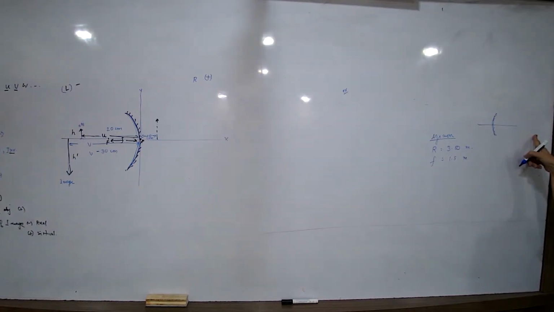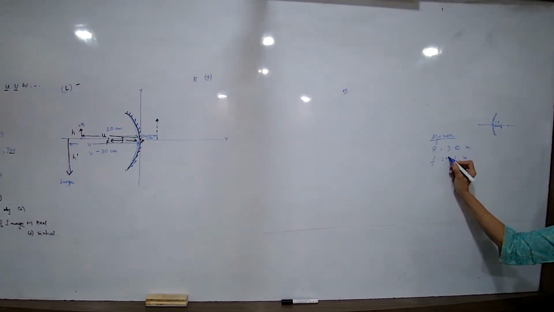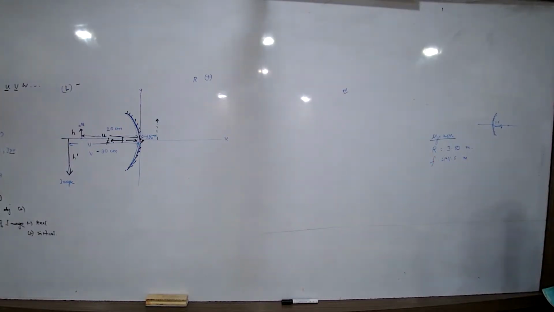F कहाँ आएगा? Behind the mirror. That means ये हो गया C and this is my F. So from here to here it is 1.5. Now tell me, should I take it as plus 1.5 or minus 1.5? Very good. Why? Because we are following that diagram. So ये हो गया हमारा plus. Right? Because it's on the right hand side.